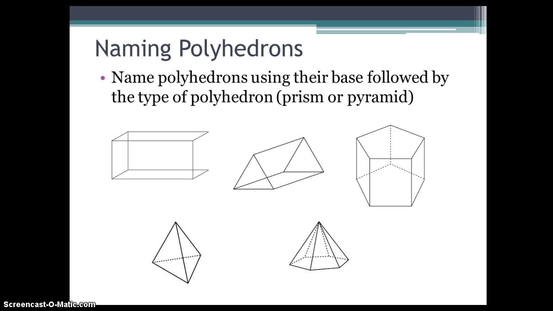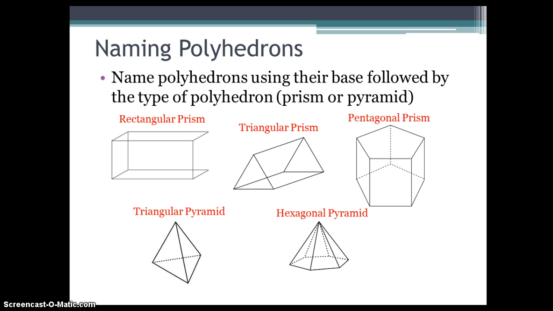Now we name polyhedrons using their base followed by the type of polyhedron, such as prisms or pyramids. So this first one has a rectangular base, so we call it a rectangular prism. Here, although it looks like a rectangle would be the base, the actual bases are the triangles, because there are two of them versus three, and we call this a triangular prism. And then lastly, we have a five-sided figure, so it's a pentagonal prism. Down below, we have some pyramids. The first one is a triangular pyramid, and then we have a hexagonal pyramid, again named by their base and then the type of shape.